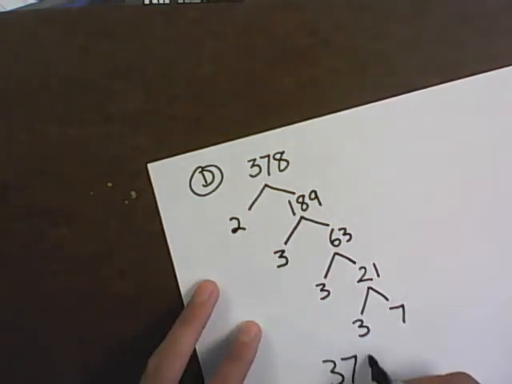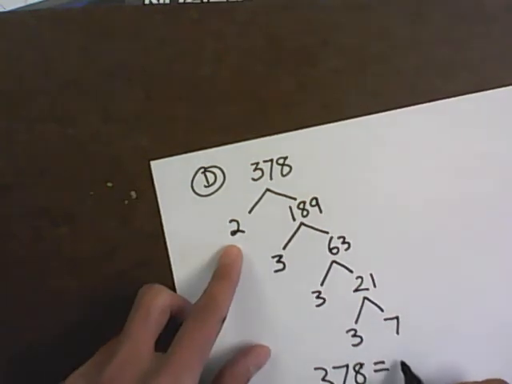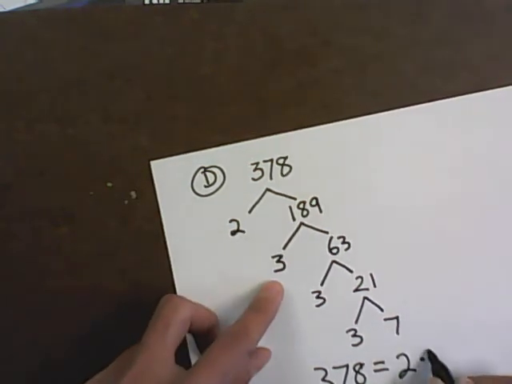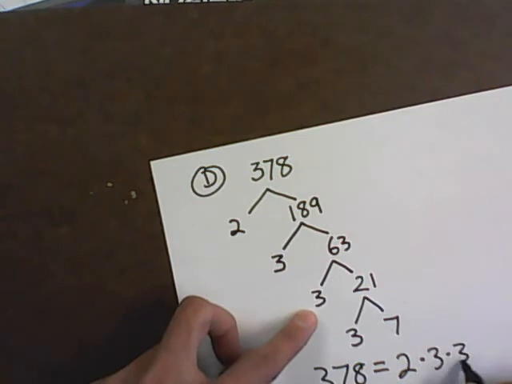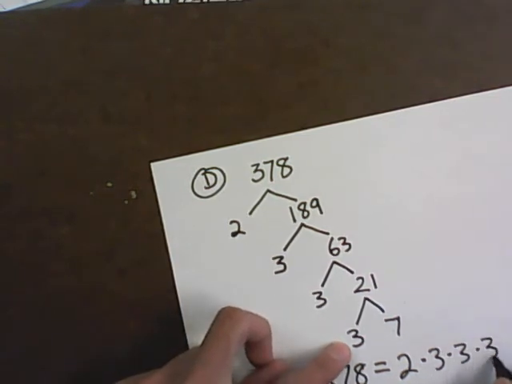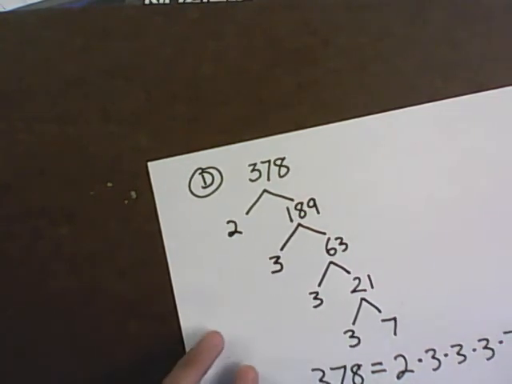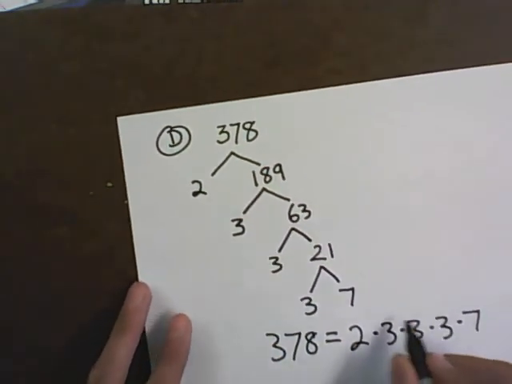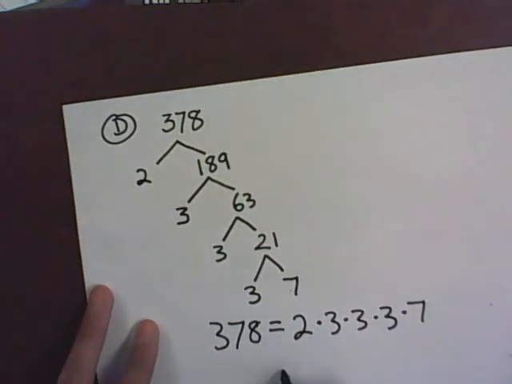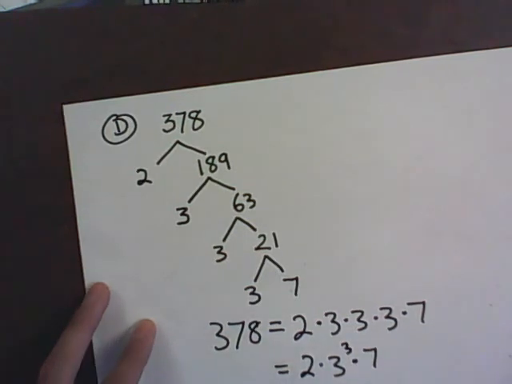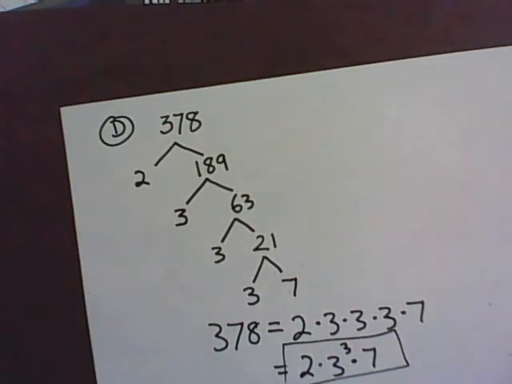Okay, so the answer for this is 378 is equal to, let's start from the smallest, 2 dot, there's 3, another 1, the last one, and then times 7. Can we simplify this? Yeah, we can simplify this. Alright, so we do 2 times 3 to the third power, because there's 1, 2, 3, times 7.